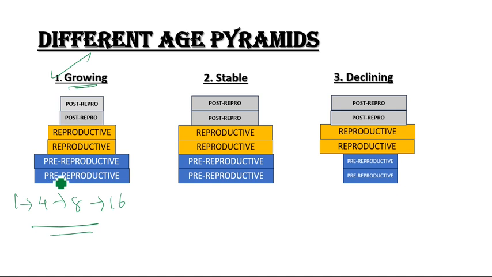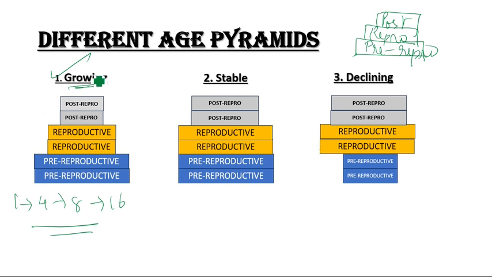Keep in mind, in an age pyramid the bottom of the pyramid is the individuals who are in the pre-reproductive age. In every age pyramid, the bottom will be occupied by the pre-reproductive age group. Above the pre-reproductive there will be our reproductive age group. Further above it will be our post-reproductive age group. Now this is the pattern.